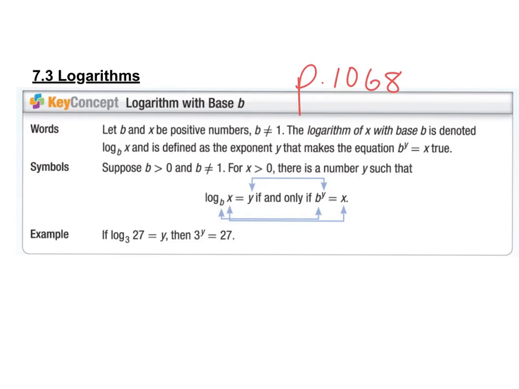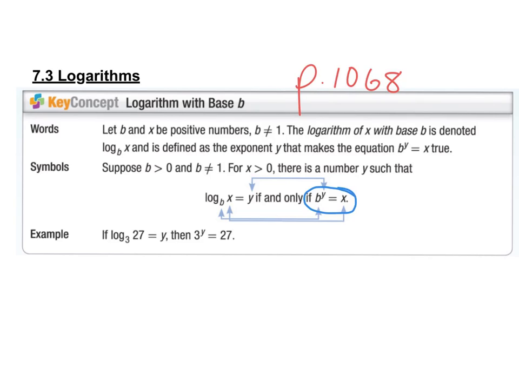Okay? And this is on page 1068 in your book. If you would rather screenshot, you can take a picture of this screen too, but don't write it all down. Either take a picture from the book or take a picture from the screen, and then we'll talk about what's going on here. Ultimately, where I want you to focus right now is on this. Okay? b to the y equals x.